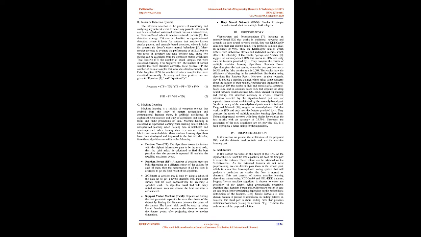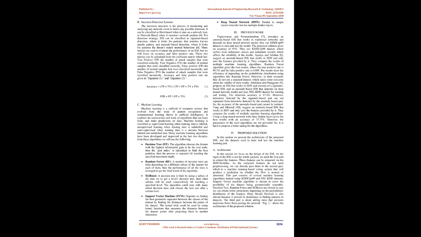C. Machine learning. Machine learning is a subfield of computer science that evolved from the study of pattern recognition and computational learning theory in artificial intelligence. It explores the construction and study of algorithms that can learn from and make predictions on data. Machine learning is classified as supervised learning when training data is labeled, unsupervised learning when training data is unlabeled, and semi-supervised when training data is a mixture of labeled and unlabeled data. Many machine learning algorithms have been developed and improved in the last 2 decades. From these algorithms we will use the following.